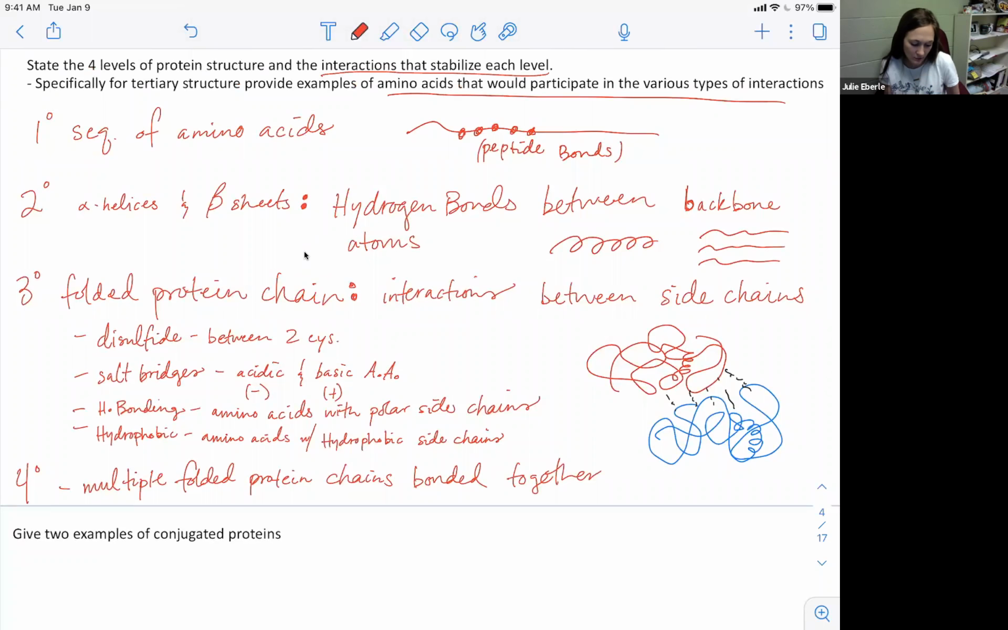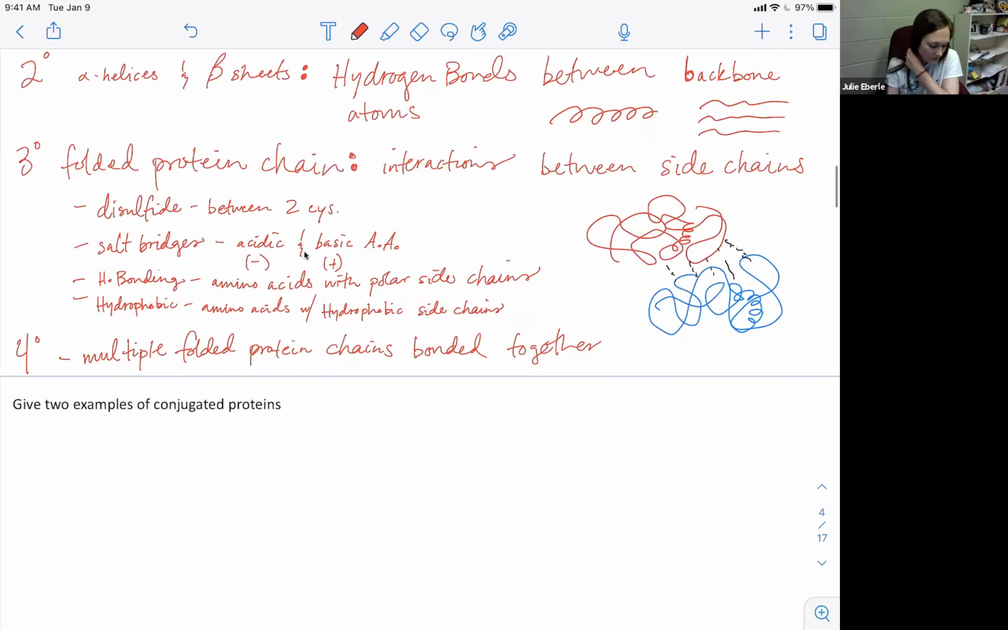Obviously, what we did for disulfide, we said cysteine amino acids. Salt bridges, we said acidic or basic. So that would be your lysines, arginines, aspartate, glutamate. Hydrogen bonding, anything polar. Same for hydrophobic, anything non-polar for hydrophobic.